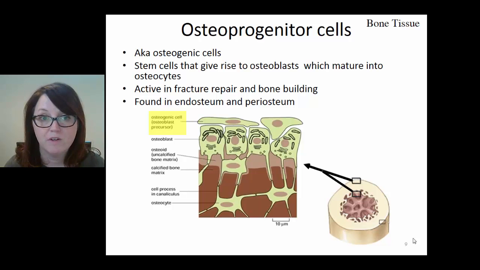Next up are the osteoprogenitor cells, also called osteogenic cells. And these are a type of stem cell. And these stem cells really only give rise to one other cell type, the osteoblasts. Osteoblasts eventually do mature into osteocytes. The osteoprogenitor cells are very active in fracture repair and also in bone building, which makes sense since they give rise to our osteoblasts, which help to build bone, and osteocytes, which help to repair and maintain bone tissue. The osteoprogenitor cells are found in the membranes of bone, in the endosteum and the periosteum.